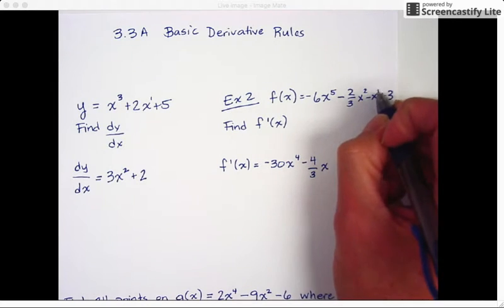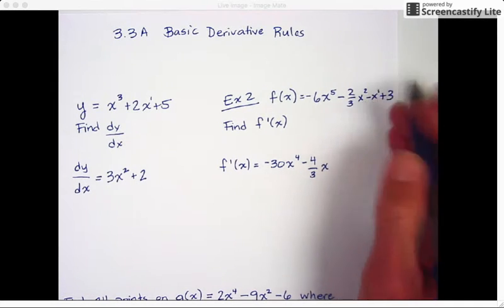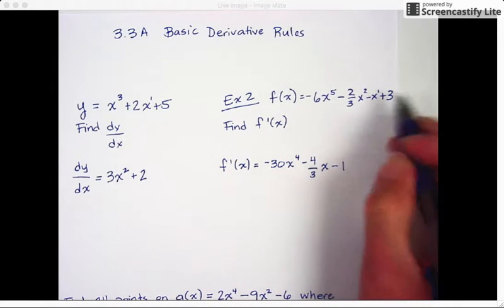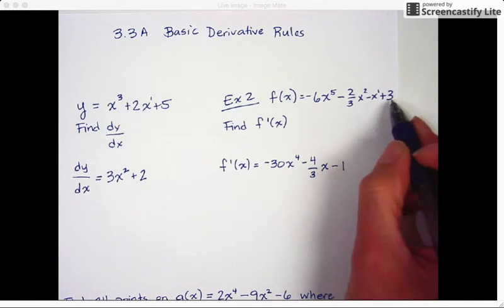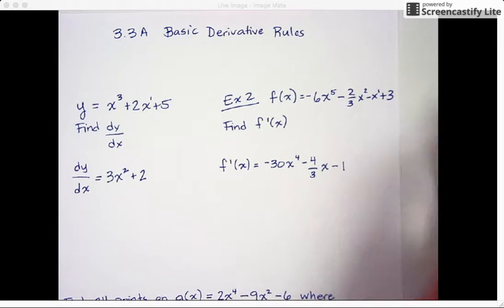Now again, I'll write it in there. So 1 times negative 1 is negative 1. And this now becomes x to the 0, which I don't write. It just goes away. And then the derivative of a constant is 0. So that one's done.